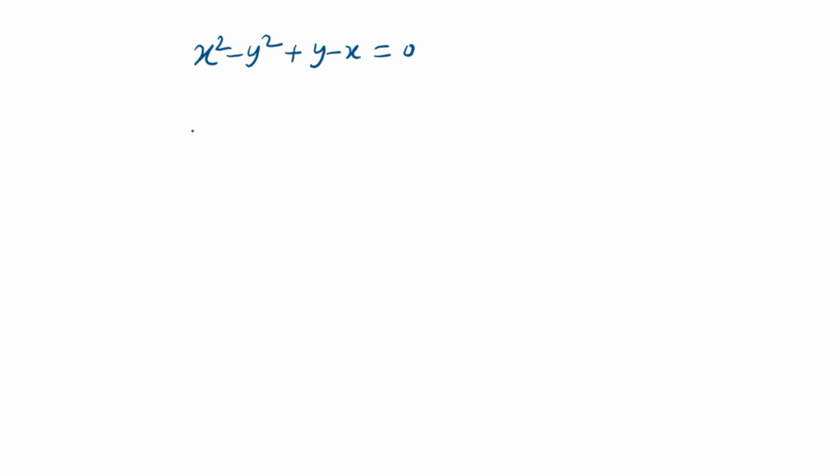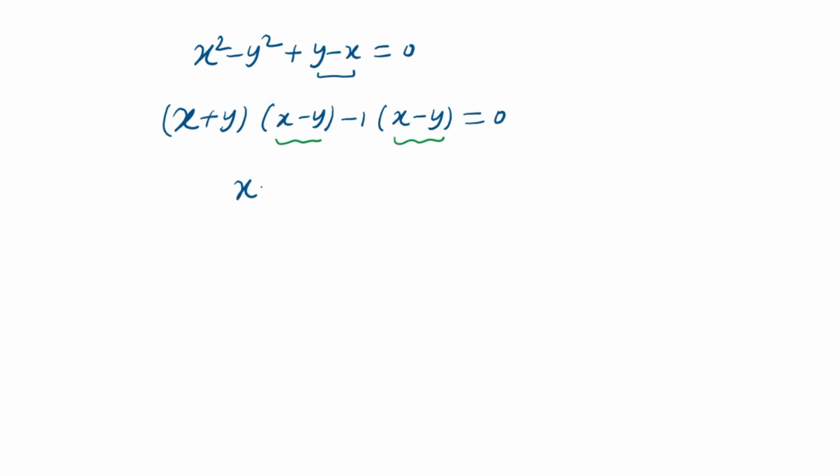Factor of x square minus y square is x plus y times x minus y. And here, if we take common negative one, then x minus y, and this is equals to 0. Look carefully. Here x minus y and here x minus y. If we take common x minus y in left hand side, then you will get here x plus y minus 1, and this is equals to 0.